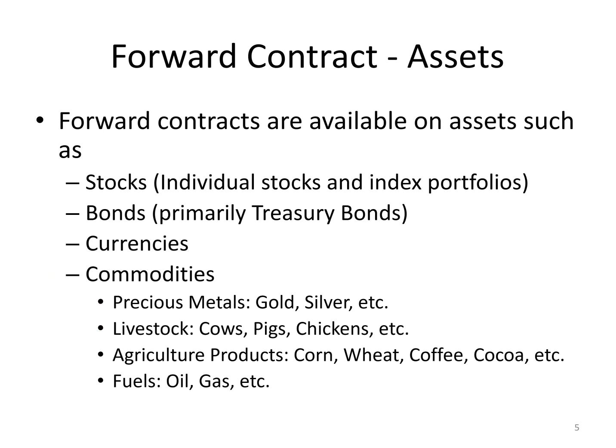The assets used for forward contracts include stocks, both individual stocks and index portfolios like the S&P 500, bonds, primarily treasury bonds, currencies, and commodities, including precious metals, gold, silver, etc., livestock like cows, pigs, and chicken, agricultural products like corn, wheat, coffee, cocoa beans, and fuels such as oil and gas.